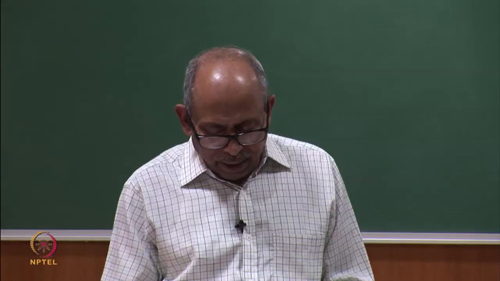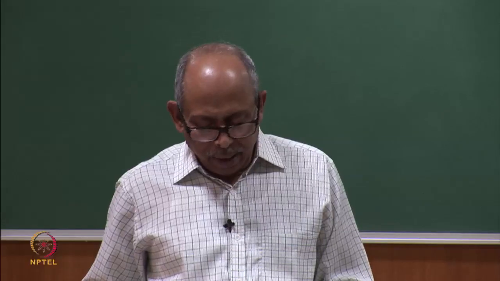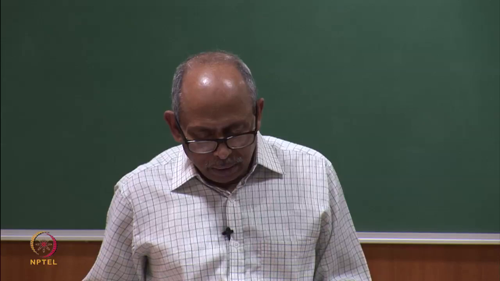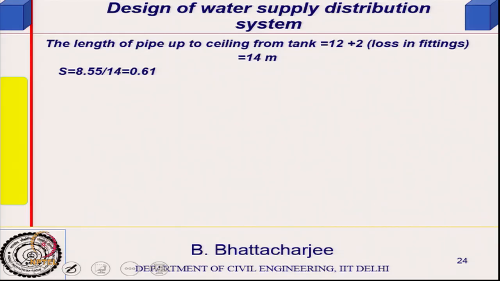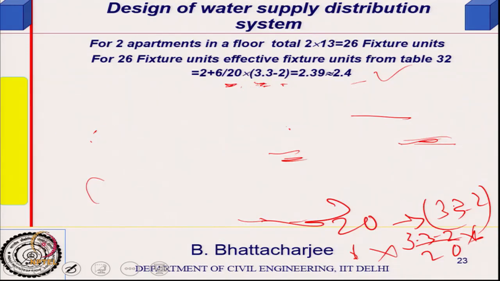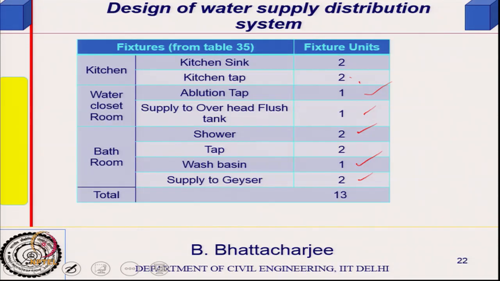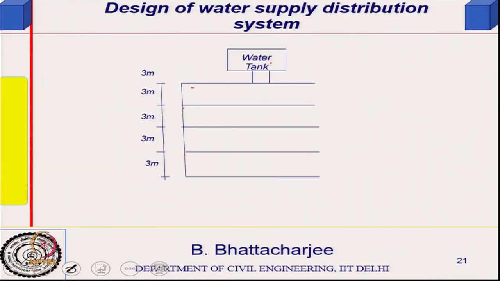So anyway, this is the available head. So what is the maximum length? The length of the pipe from the ceiling tank is 12 plus 2, loss of 2 is another 30% you take, so this is 14 meter. If you look at this, how much it would be from the tank, 3, another 3, another 3, so make it 4, 3. So it is somewhere here.